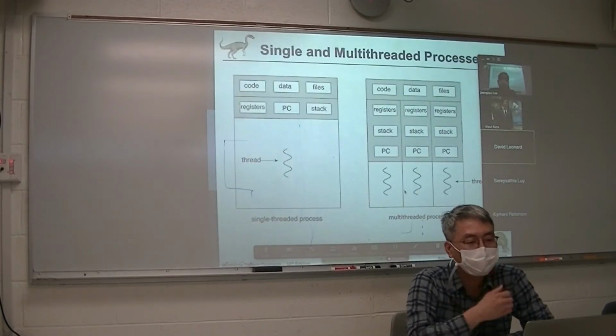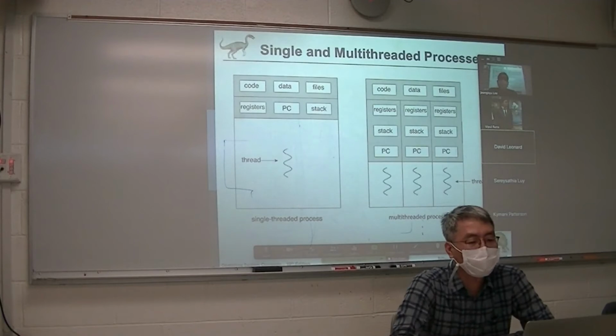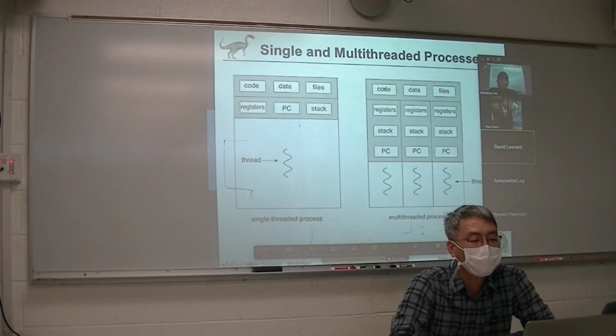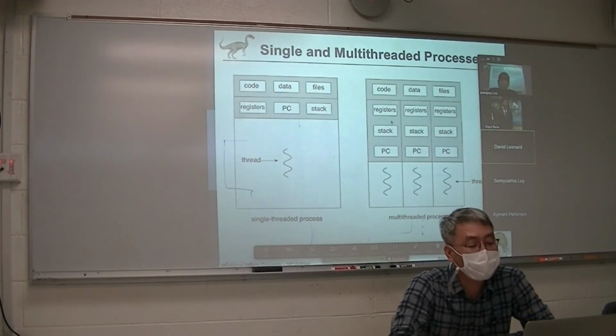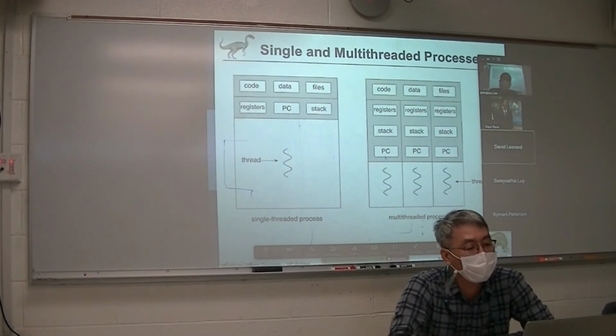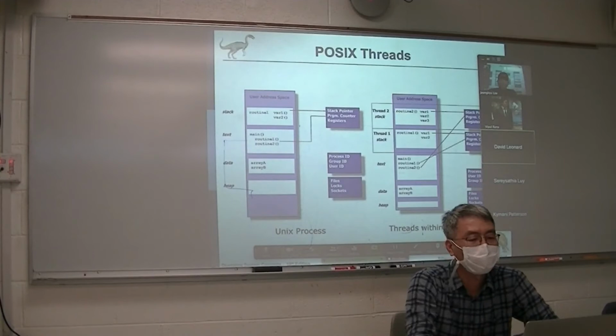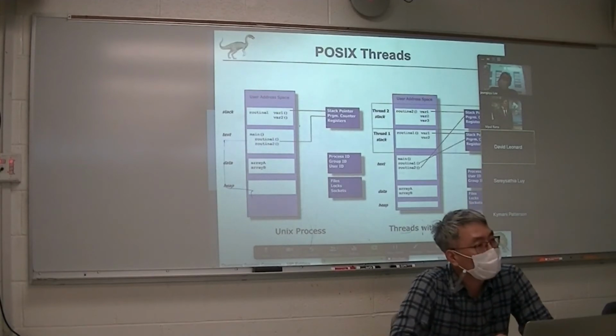So this is the case where you have a single-threaded process, which is just normal. But if you have a multi-threaded process, with threading programming, the code, data, and files are shared. But each thread should have its own register information, stack information, and program counter, and then they can process their own instructions. Okay. This is an example of the POSIX thread.